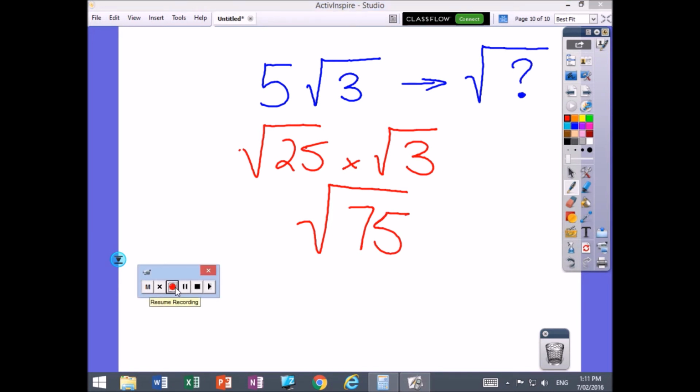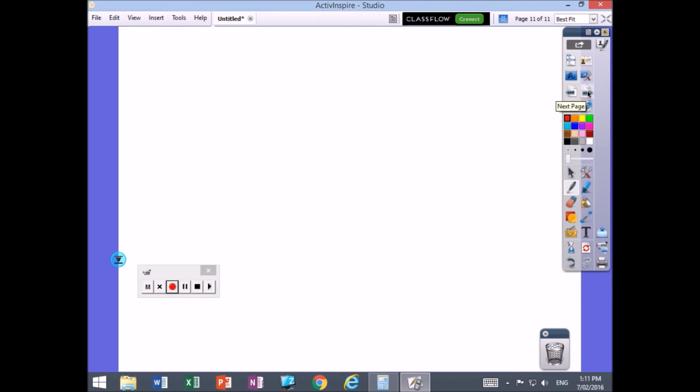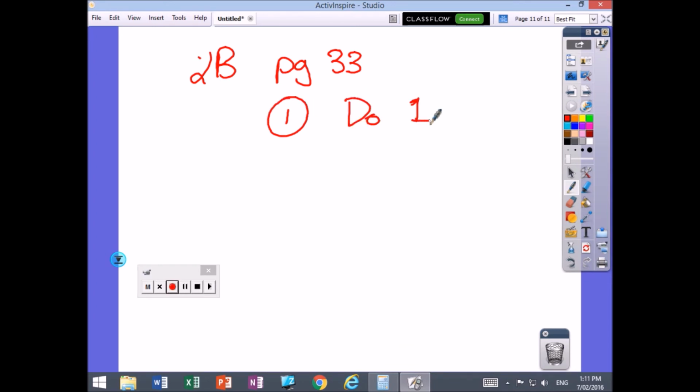Okay, time for some practice. So, 2B on page 33 has heaps of examples, and you can sort of start where you like. Now, question 1, just do one, okay? Just do one of them. I'm happy if you then just jump to 4.